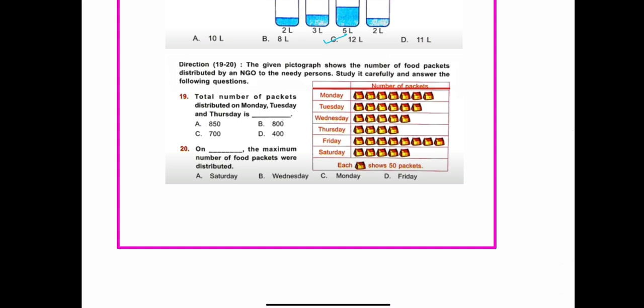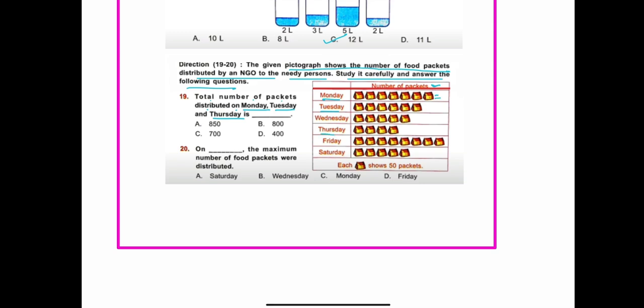Directions for questions 19 to 20. The given pictograph shows the number of food packets distributed by an NGO to the needy persons. Study it carefully and answer the following questions. So we have these days and number of packets given. First question is total number of packets distributed on Monday, Tuesday and Thursday. So Monday, Tuesday and Thursday.